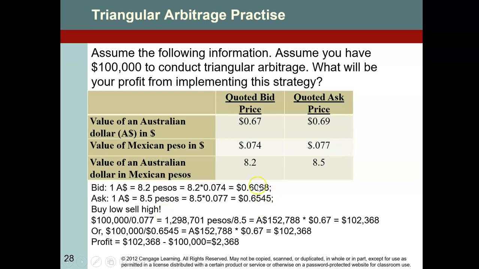Okay, if we want to buy low, we have to buy at the lower ask price, which is the new price. So we need to combine these two steps. So we use this 100,000 divided by 0.077. Okay, so we have about 1 million pesos. Then we divide by 8.5 here. And then we want to sell at the higher bid. So we use this number.